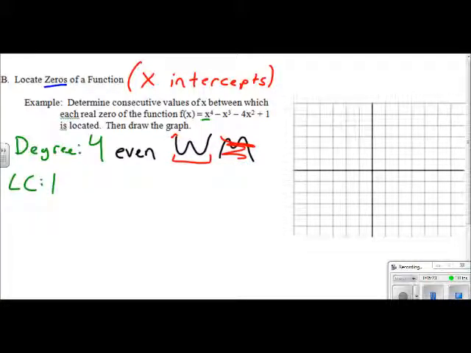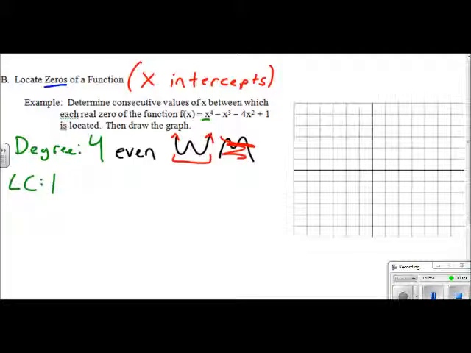As x approaches negative infinity, f of x will approach positive infinity, and as x approaches positive infinity, f of x will approach positive infinity. So it'll go up at the ends of both. So we know it's going to look something like this.